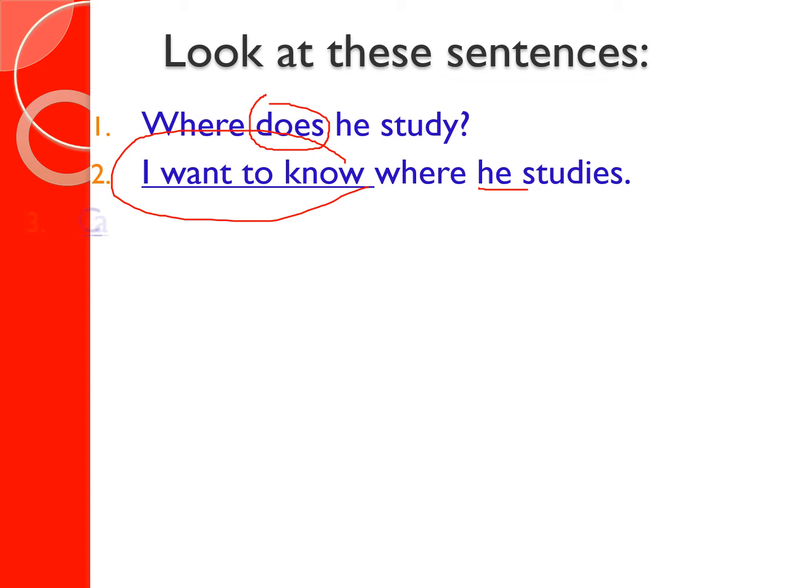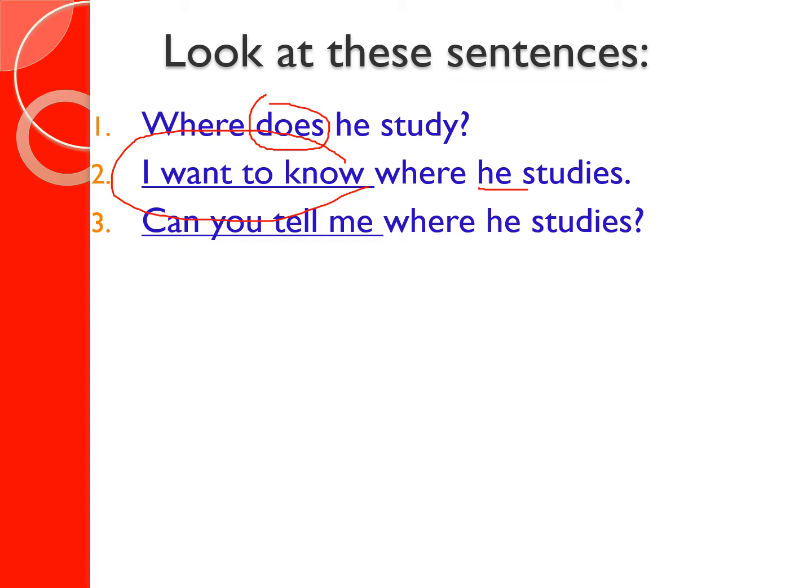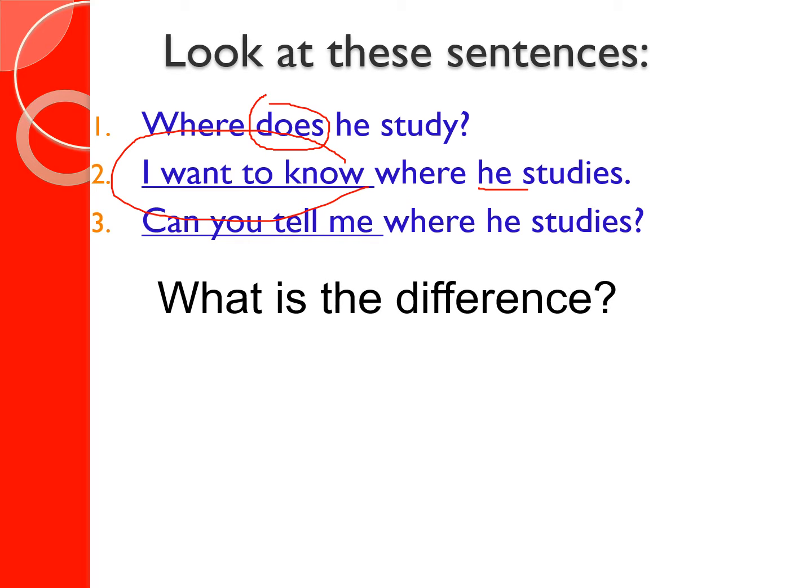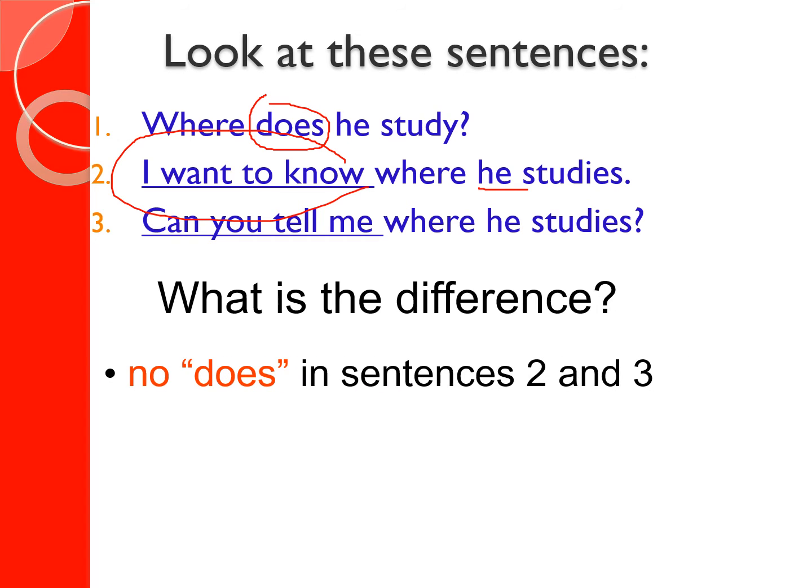Can you tell me where he studies? Let's see. I want to remark the difference here between the sentences. What is the difference? There is no does in sentences 2 and 3, so we don't have an auxiliary, as I told you. I want to know where he studies.